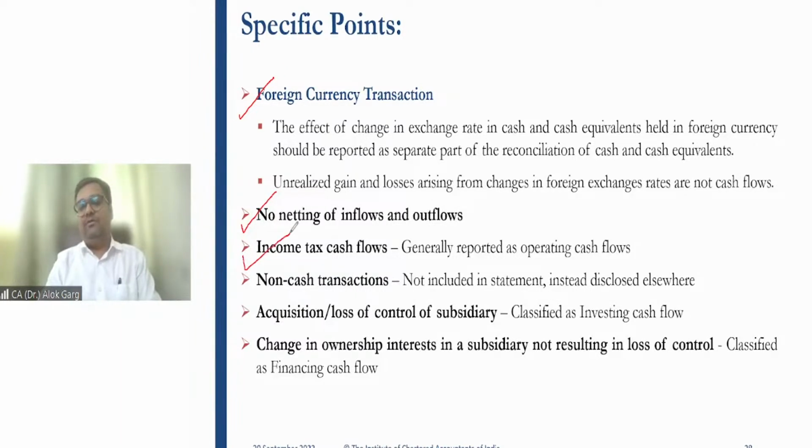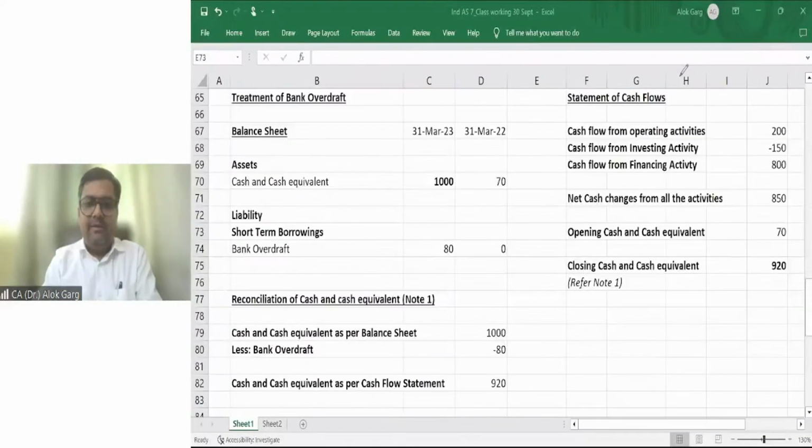Income tax cash flows. Friends, generally the income tax has to be shown as an operating cash flow. You remember in the operating activities, I've done less taxes paid, right? So generally income tax has to be reported as operating cash flow. But if it specifically belongs to an investing or financing item, it has to be shown as investing or financing cash flow, right? So let me take you to the Excel file where I'll explain this part. And please confirm if the Excel file is visible. Is it visible?